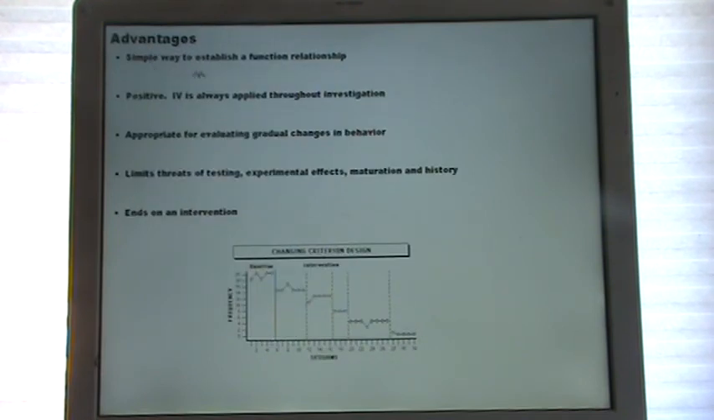Advantages: a simple way to establish functional relation. Positive, the independent variable is always applied throughout the investigation. Other than baseline, the subject or subjects are in an intervention condition. It's appropriate for evaluating gradual changes in behavior. It limits certain threats to internal validity, and it ends on an intervention, which means it leaves the person generally in a positive setup.